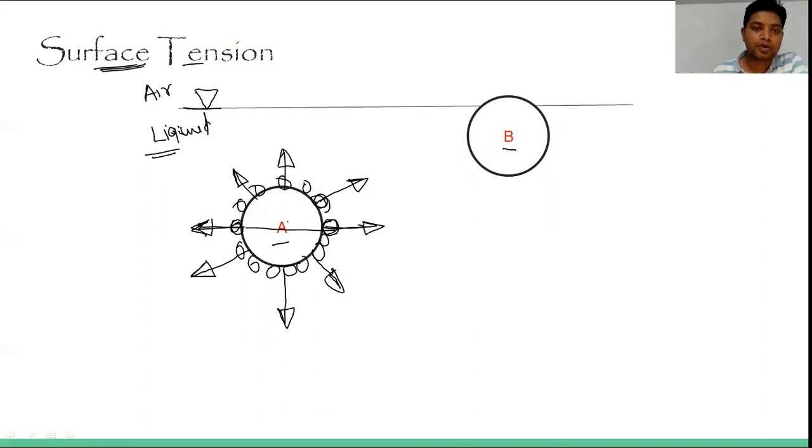Similarly, at the end we can say that this molecule A is in equilibrium. Or we can also say that whatever molecules are inside this liquid or inside the air, whatever air particles are possible. But the air particles above the interface and the liquid particles or molecules below it, they are completely in equilibrium condition.